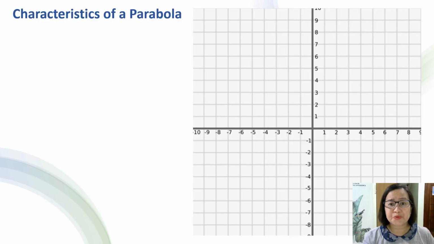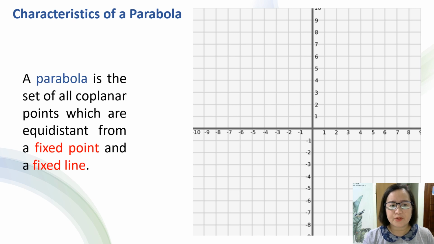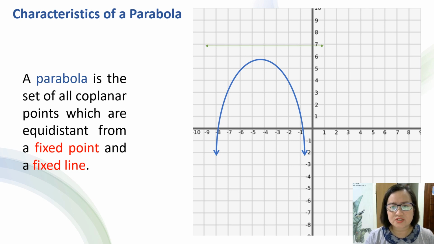Let us define the word parabola. A parabola is the set of all coplanar points which are equidistant from a fixed point and a fixed line. With this definition, it means that a parabola lies on a single plane. The fixed line is called the directrix, while the fixed point is called the focus. The point that is directly in between the directrix and the focus is the vertex of the parabola. The vertex is the turning point of the parabola.